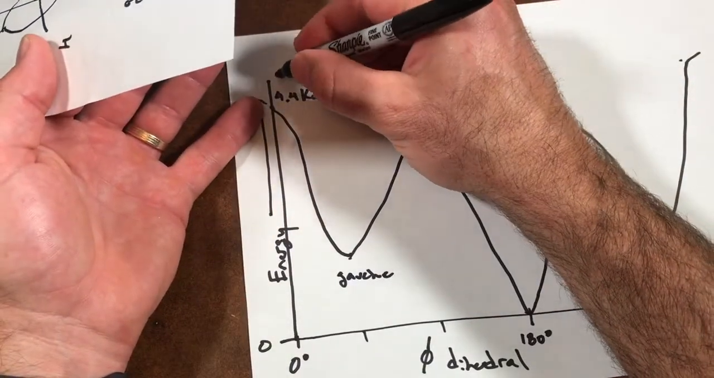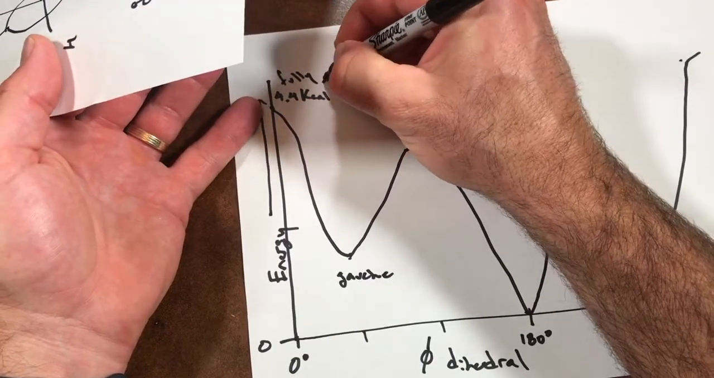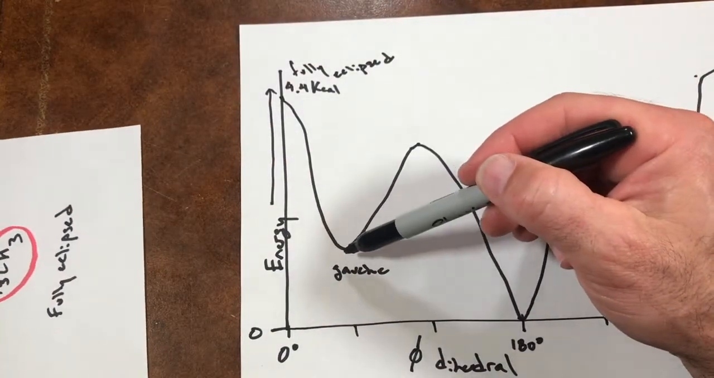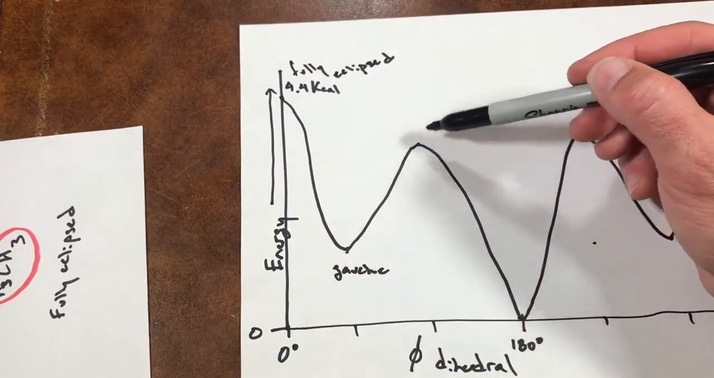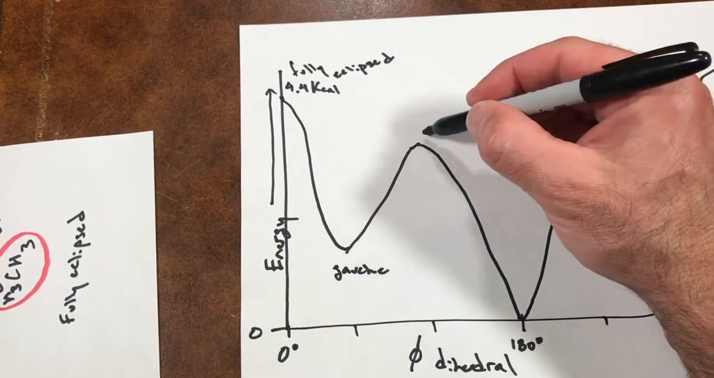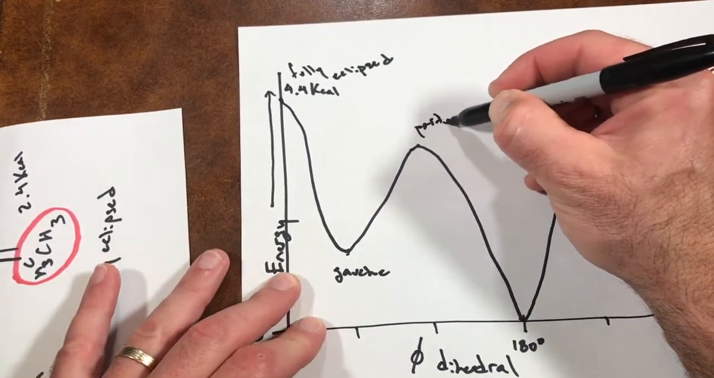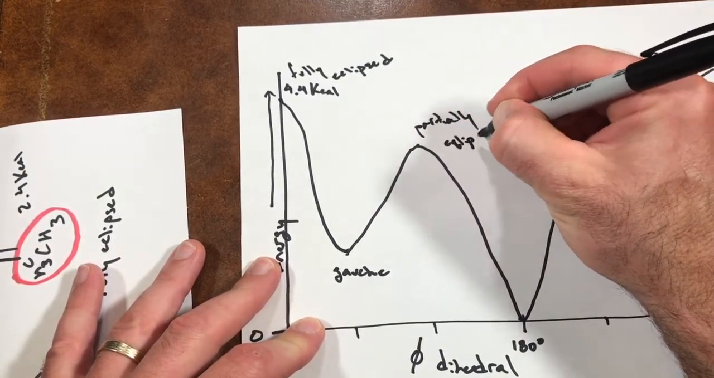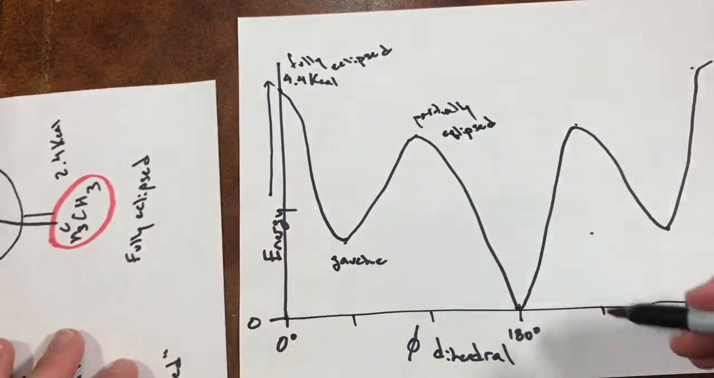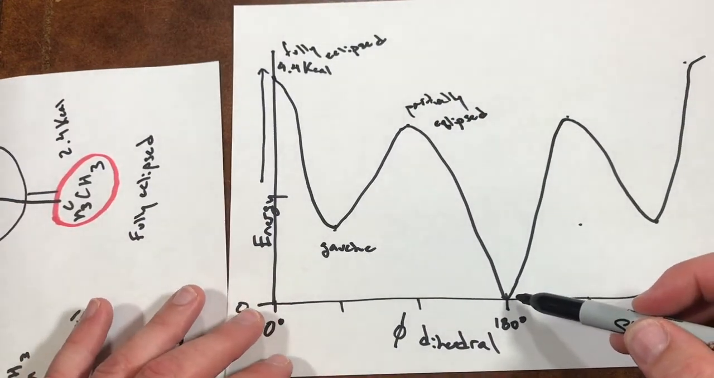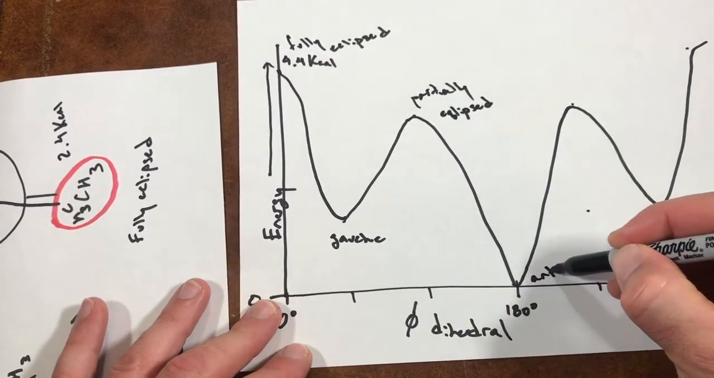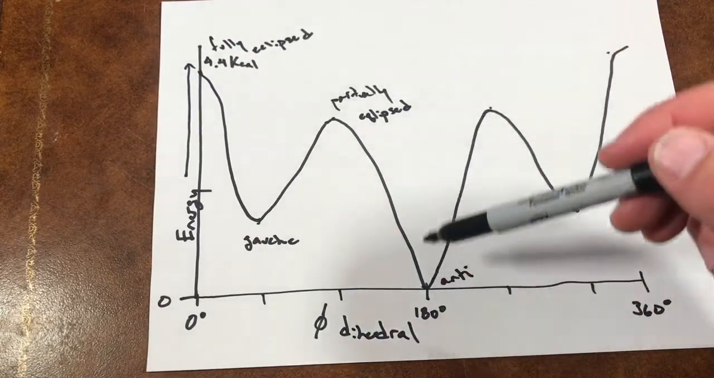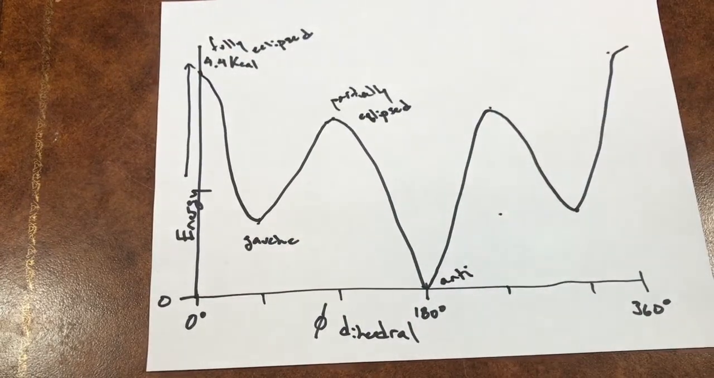And so this is fully eclipsed. Up here, we go down to a local minimum for Gauche. We go back up when we get to the partially eclipsed. And then, of course, we've got the global minimum, which is anti. Honestly, this should be symmetric about a y-axis line, but you get the idea.